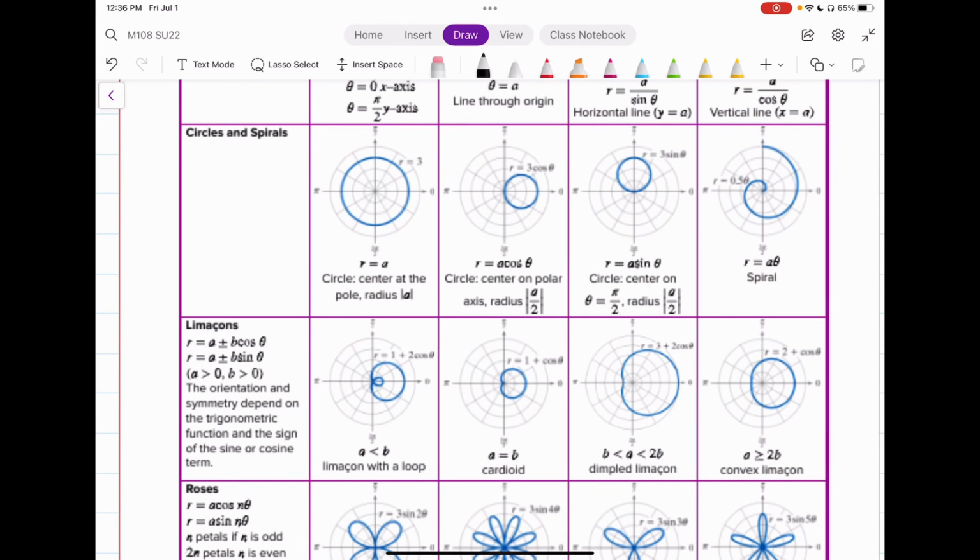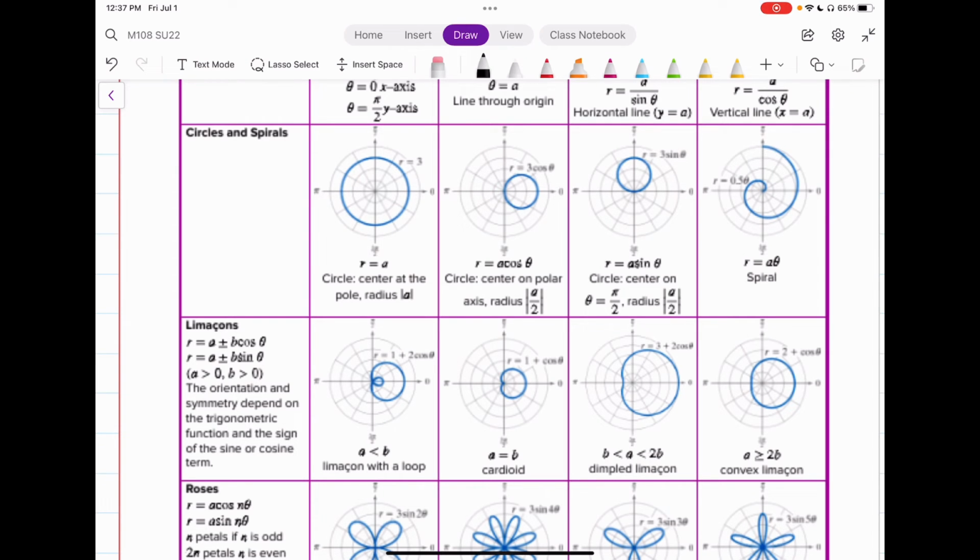Circles and spirals, remember r equals a is just some circle with that given radius. R equals a cosine theta is a circle centered on the polar axis, and if a is negative, it's flipped across the theta equals pi over 2 line. When you have r equals a sine theta, you have a circle above the polar axis, and if a is negative, it's below the polar axis. And then you have a spiral with r equals a theta.